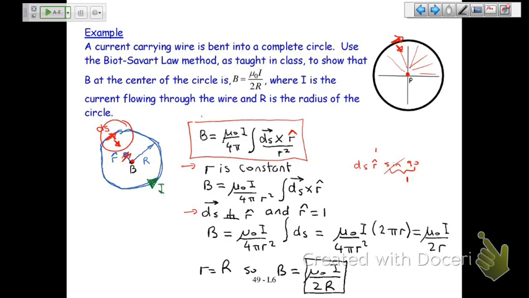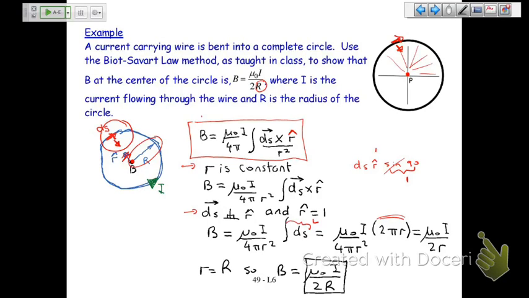So ds times r hat just gives me ds. Integral of ds. What's the integral of ds? It's your circumference, isn't it? It's the length of your wire, L if you like, which equals 2 pi r in this case. So we have mu naught I over 4 pi r squared times 2 pi r, which is equal to mu naught I over 2r. Little r is equal to big R by definition, because I said that up there.